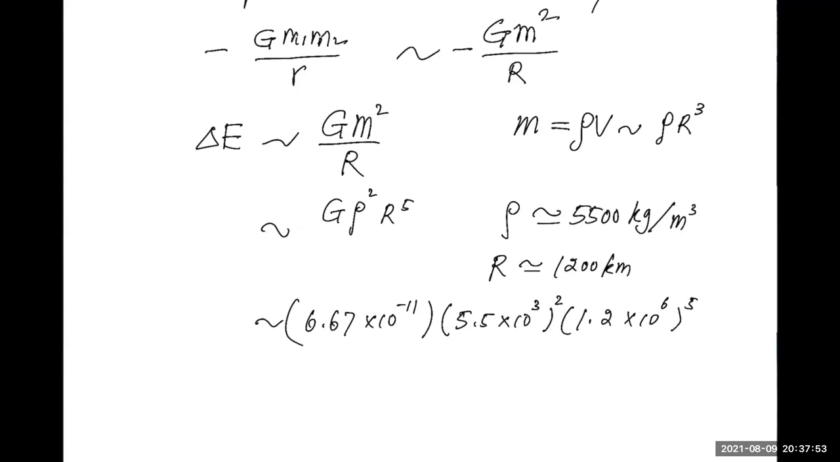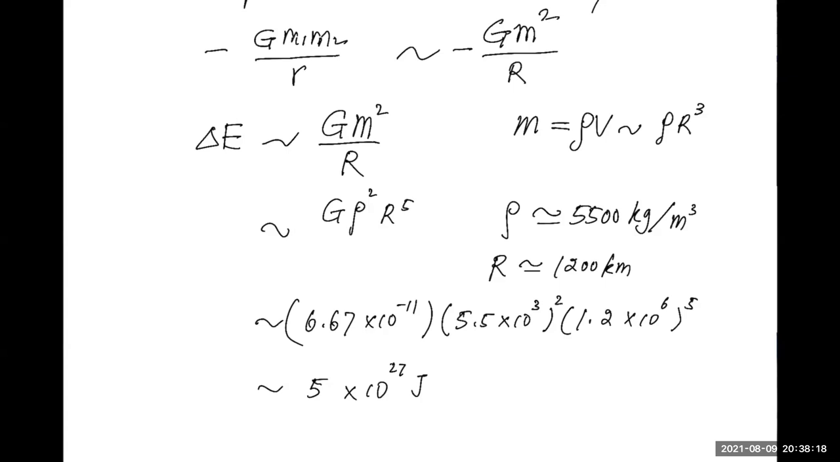Now you do the algebra, and you find the answer to be, of course, a big number: 5 times 10 to the 27 joules. It will take 5 times 10 to the 27 joules to break everything apart. That's a lot of energy, but can a nuclear bomb do the job?